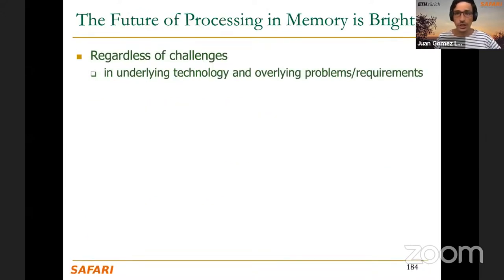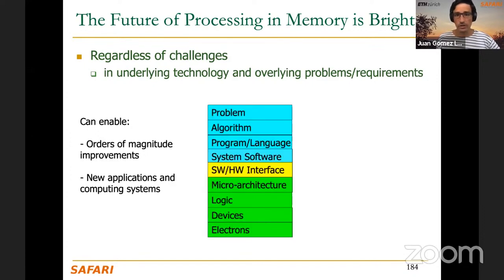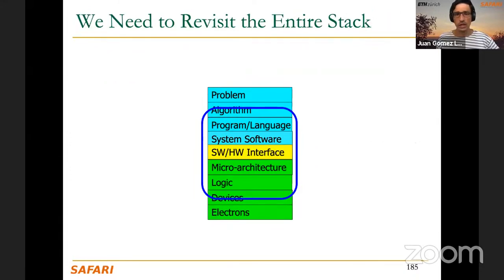And the future of processing in memory for sure is bright. We believe so. And we think that after 50 years of very interesting research, we see the true outcomes in reality with these newly announced processing in memory architectures. And regardless of the challenges and the underlying technology and problems, processing in memory can enable order of magnitude improvements, new applications and computing systems, but this is a paradigm that requires us to rethink the whole computing stack to enable these new ideas and these new proposals.